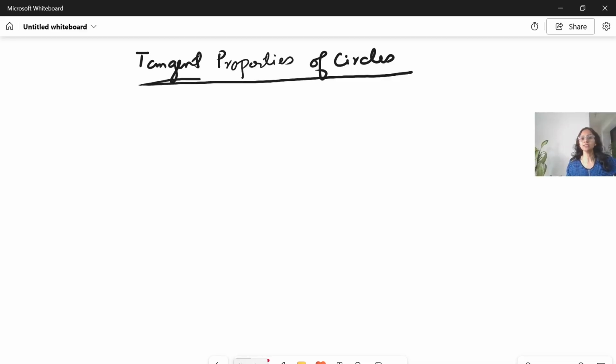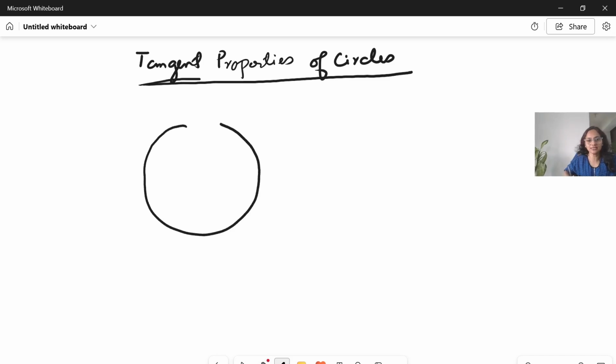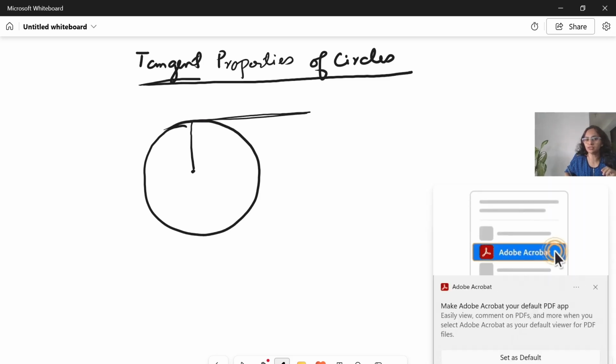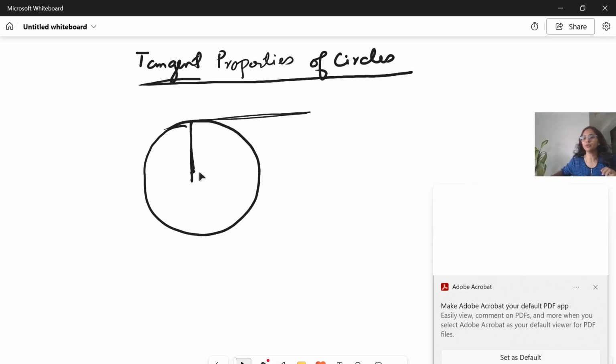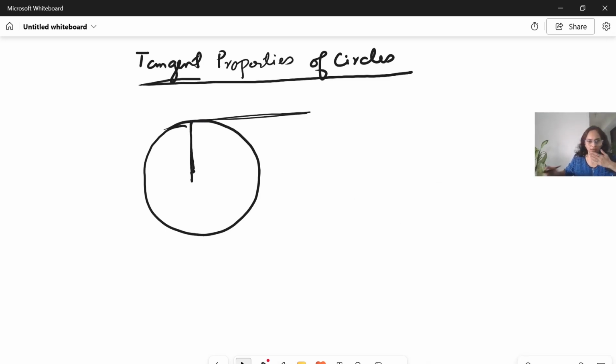Now, when we start tangent properties of circles, there are two theorems that we should know. Very simple theorems. First theorem says that if this is the circle, and what is a tangent? A tangent touches the circle at one point only. Let's say at this point this is the tangent to the circle, and through that point passes the radius of the circle. So the angle between the tangent and the radius is always 90 degrees.